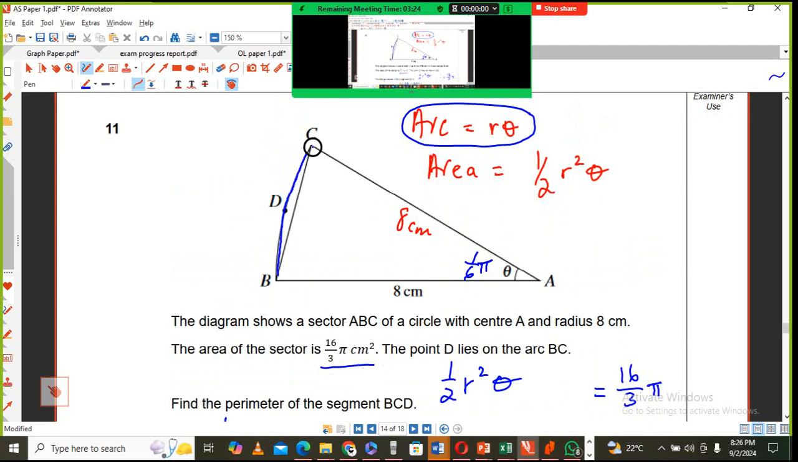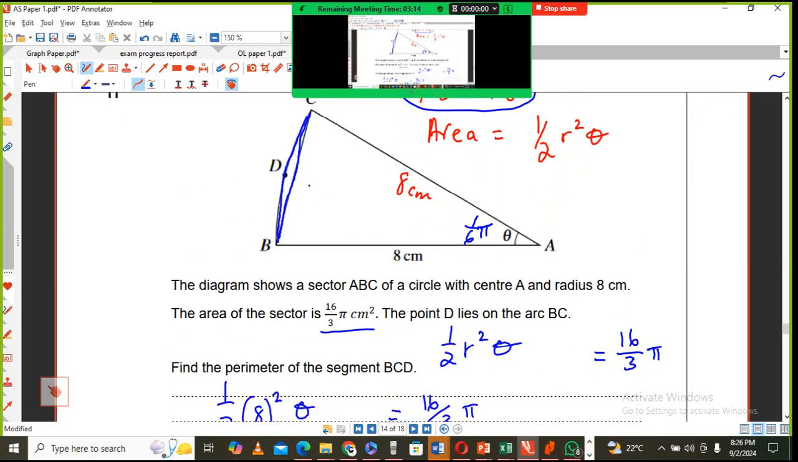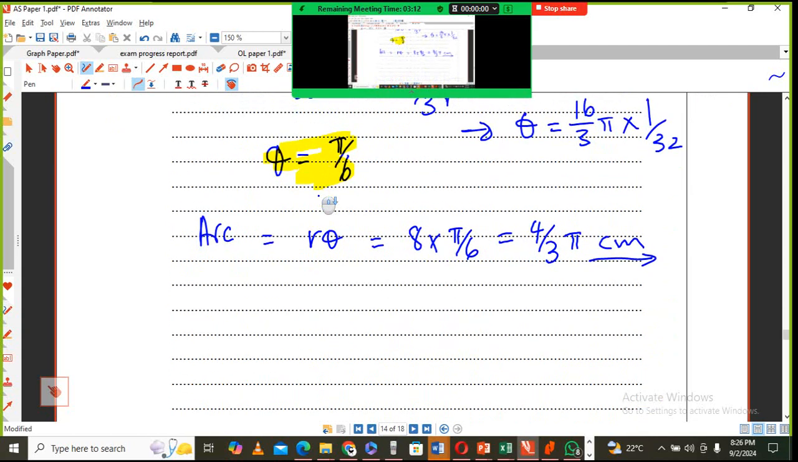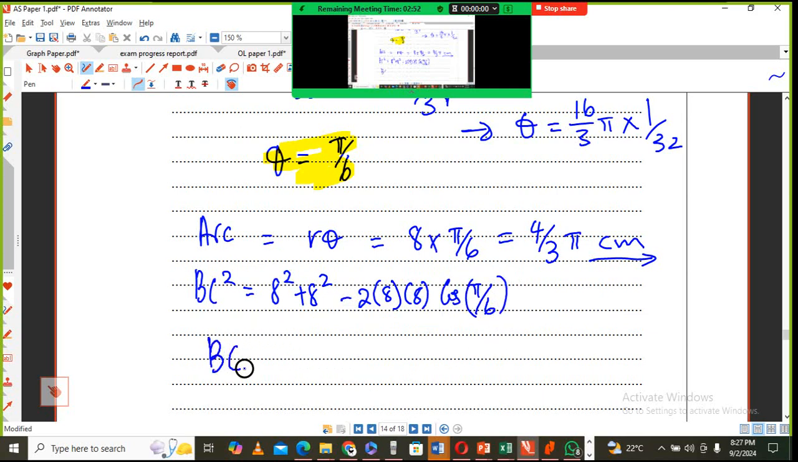So what we now need to calculate is this BC, this length. So we can use the cosine rule. There are many things you can do. So BC squared equals 8 squared plus 8 squared minus 2 times 8 times 8 times the cosine of pi over 6. Am I too fast? Make sure your calculator is in what mode? Radian. Eventually, when you take your square root, you're going to have 4.141104 and so on.